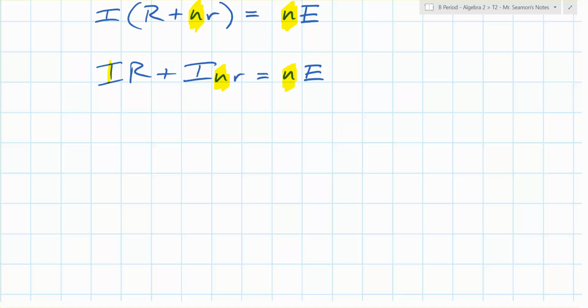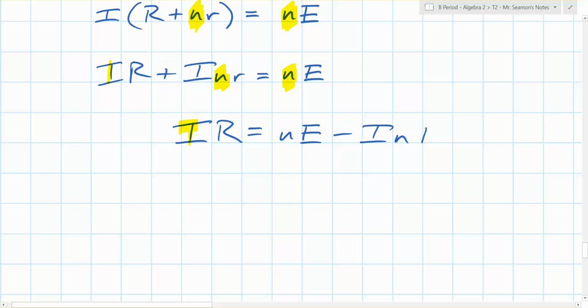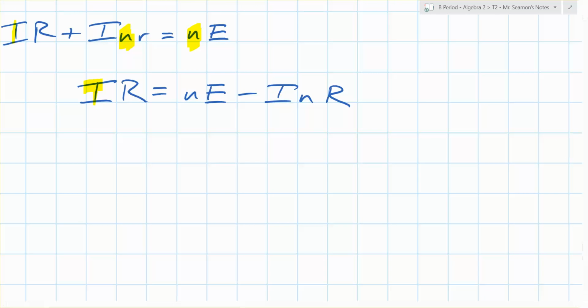Yes? Subtract I and R. Sure. So you get, the highlighter keeps coming up. So what do you have left? So IR equals NE minus INR. Okay, so we have N's all on the same side. Everybody sees that right here? Is everybody with me so far? Do you understand the algebra I've done so far?